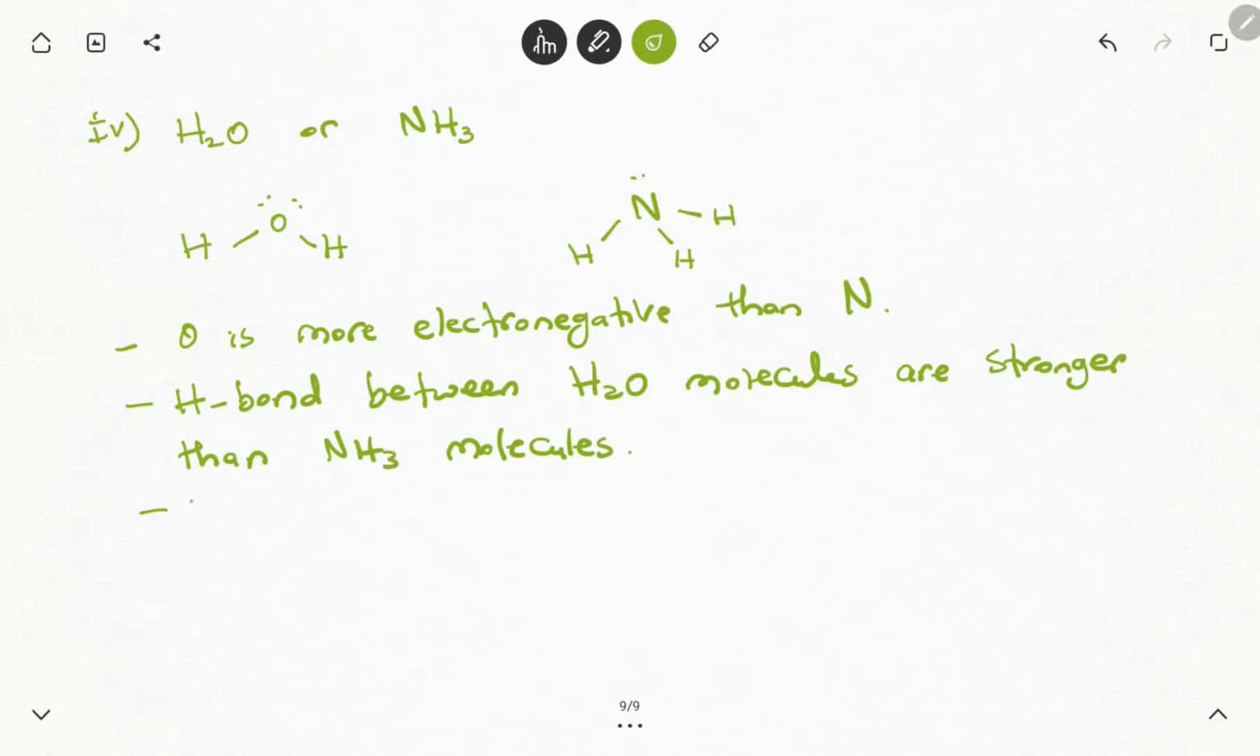Therefore, the boiling point of H2O is higher than NH3.